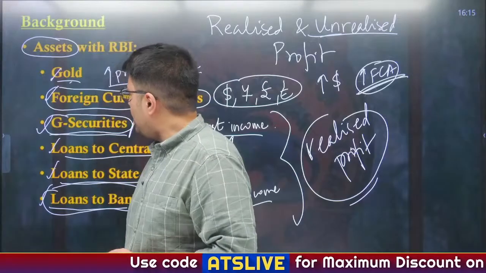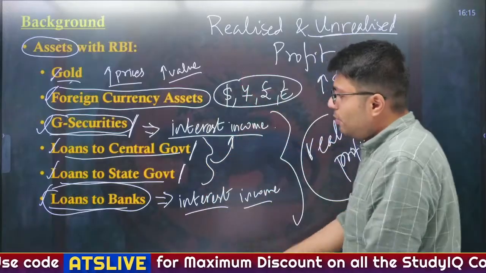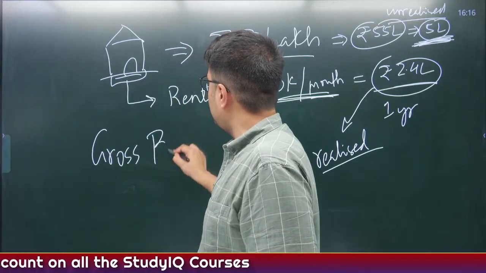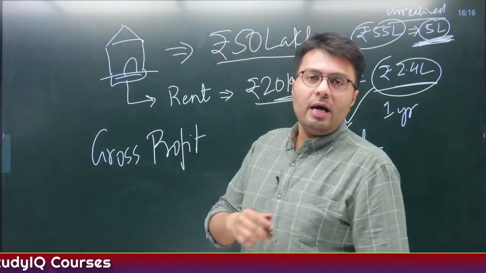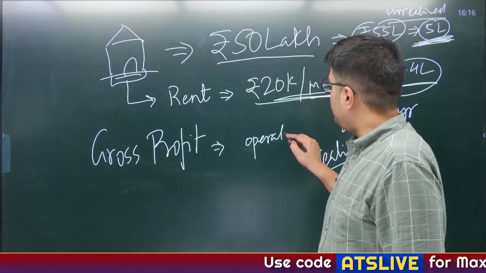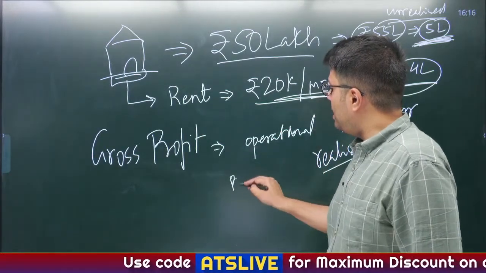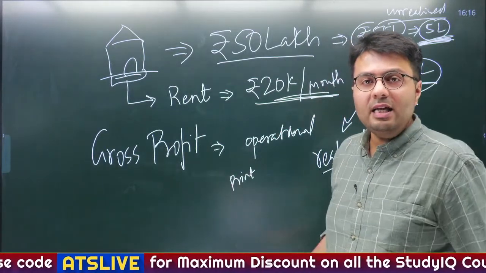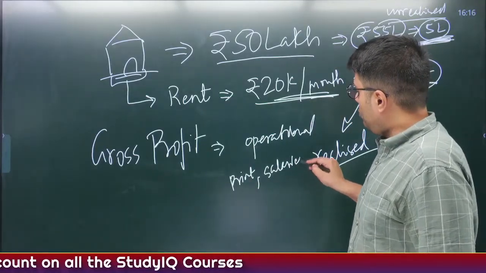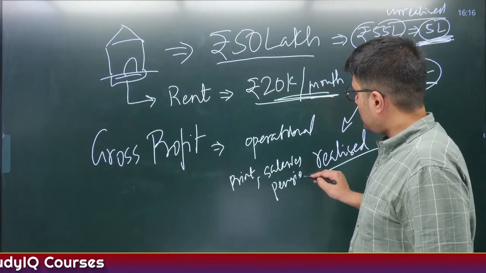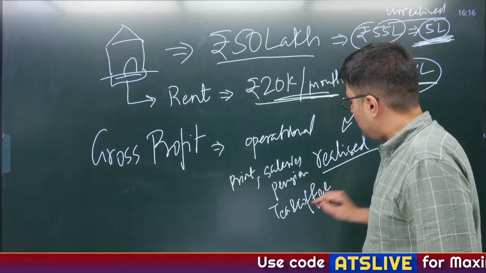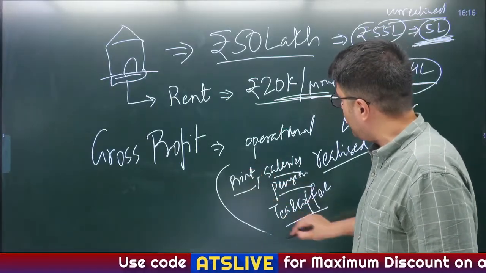Now another thing that I had to explain: suppose RBI is making profit, this is known as gross profit. But you understand RBI also has some operational expenses, right? What are the operational expenses of RBI? It has to print money, so the cost of printing money is an operational expense. It has to provide salaries. It has to provide pensions to its employees. It has to provide tea and coffee to its employees so that they do not sleep at work. Right? So these are the operational expenses of RBI.